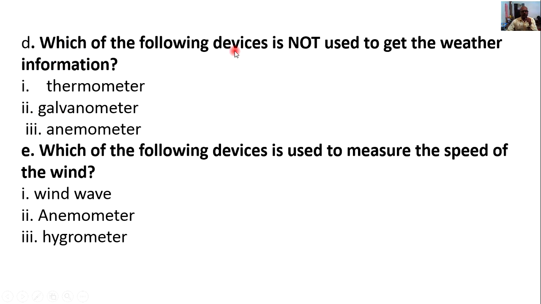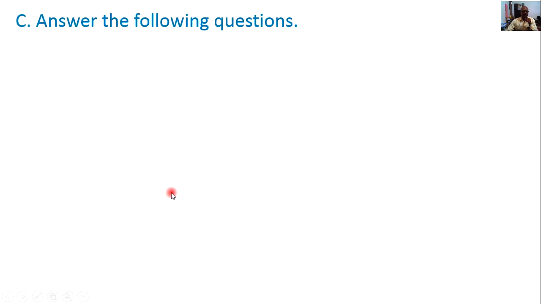After that, which of the following devices is not used to get the weather information? Thermometer, no, galvanometer, no, anemometer. Its answer is galvanometer. Which of the following devices is used to measure the speed of the wind? Wind wave, anemometer, hydrometer, and its answer is anemometer. After that, answer the following questions.